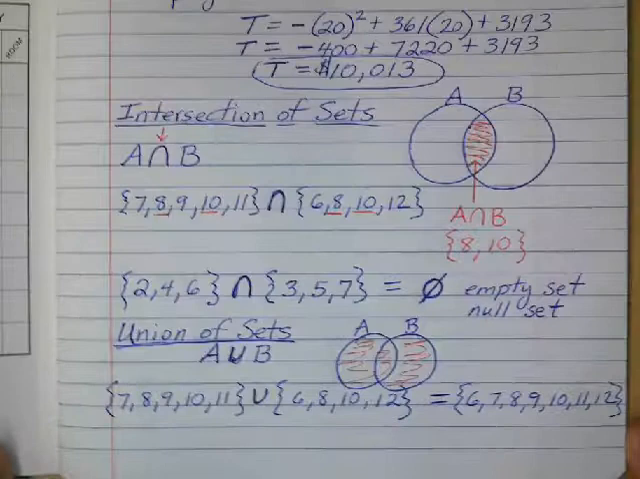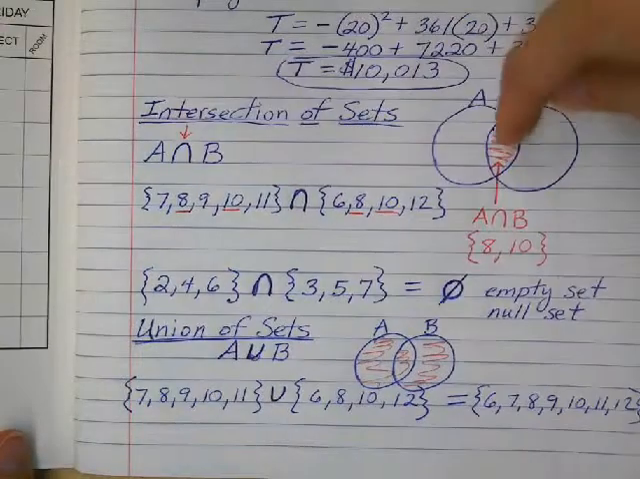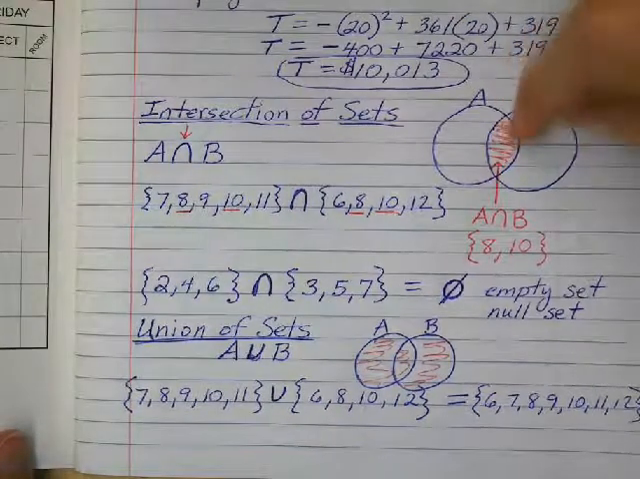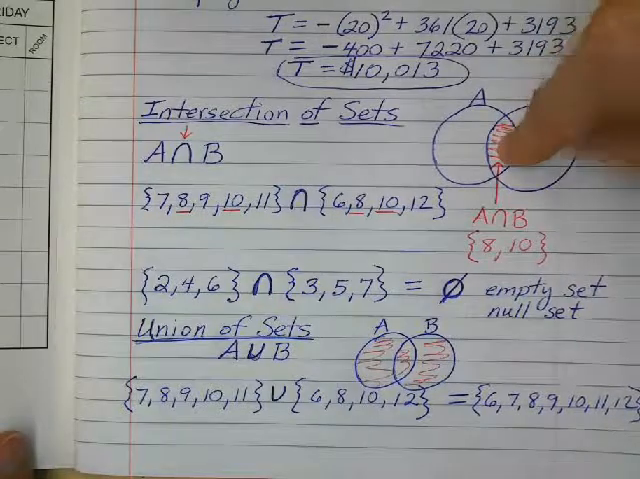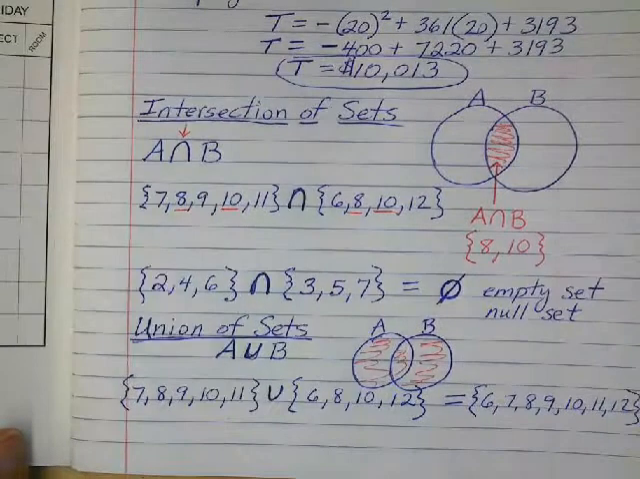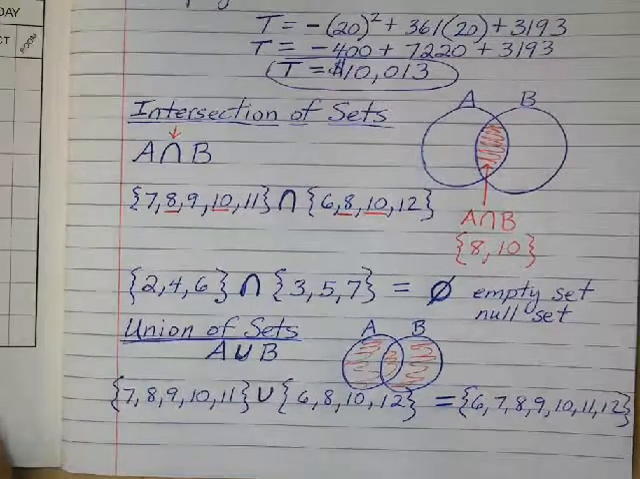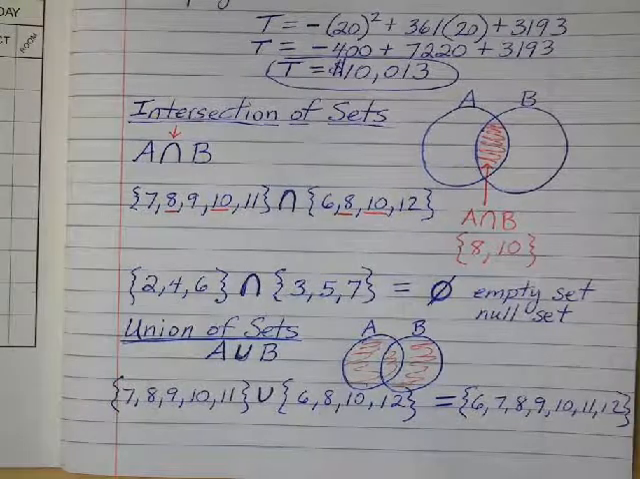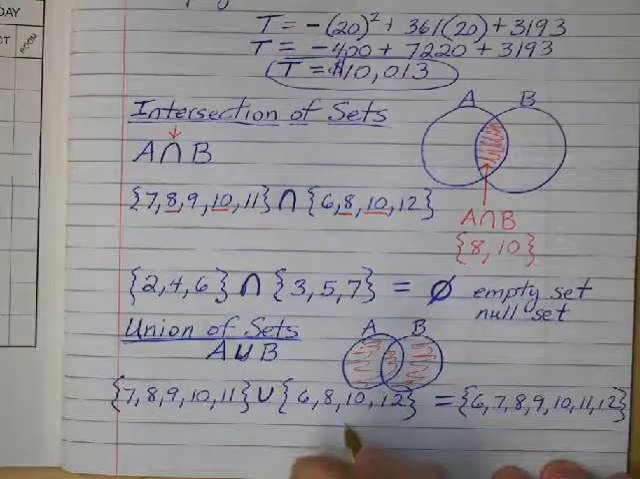So you just have to know the difference. Intersection is what they have in common, just what's in the middle, just the common things. And union is everything: everything in set A and everything in set B. But don't write the repeats.